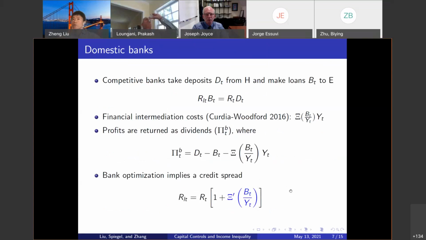And then the intermediary is a bank. The bank takes deposit D from the household and lends B to the entrepreneur. And the bank is perfectly competitive. That means they just break even. And there is an intermediation cost, theta times Y, normalized by output, which drives a wedge between the lending rate RL and the deposit rate R. The wedge depends on the marginal intermediation cost.